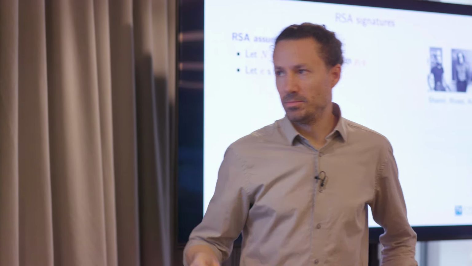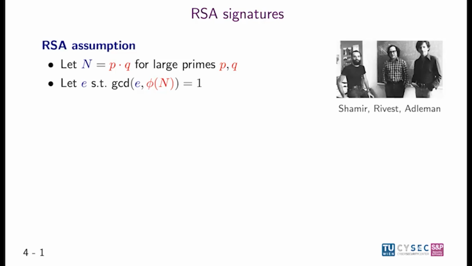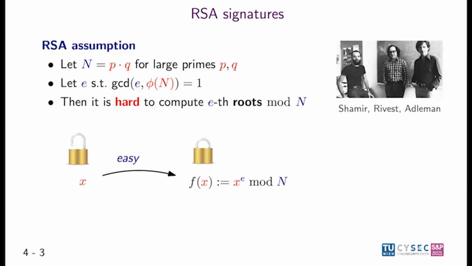Okay, so for those who are interested, here's a first instantiation which uses RSA. So the RSA assumption says that if I have n, the product of two large prime numbers, and some public exponent e, then it is hard to compute eth roots modulo n. Okay, so if you don't like number theory, here's a nice abstraction, that's all you need to know.